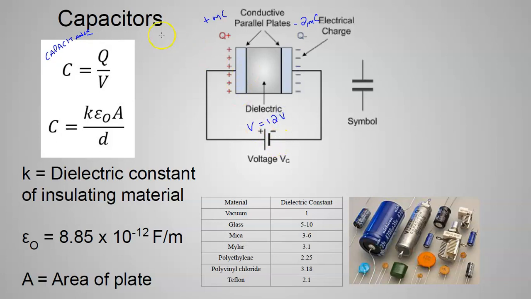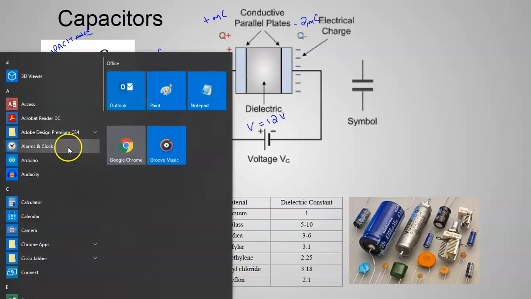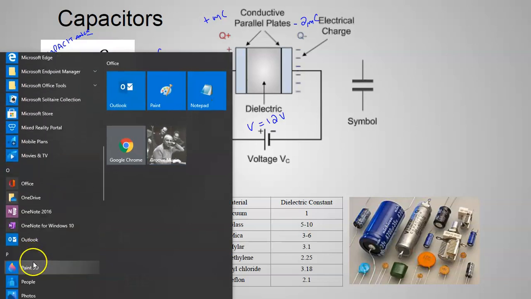Well, I can come over here and say, how much charge did I store? And the answer is I've got 2 millicoulombs, and I used a 12-volt battery, and I could get busy with my calculator, which I didn't pull up. Let's see if I can find it here.